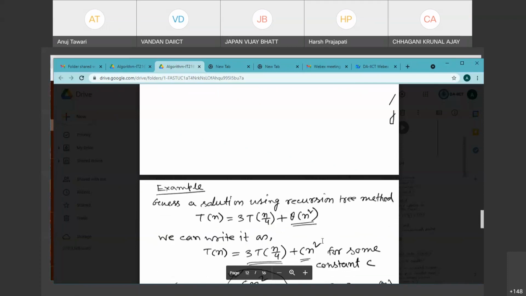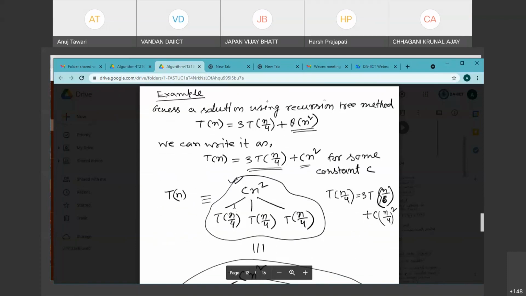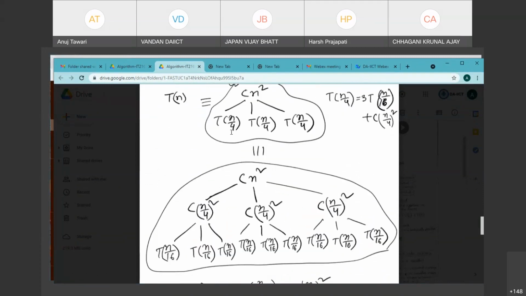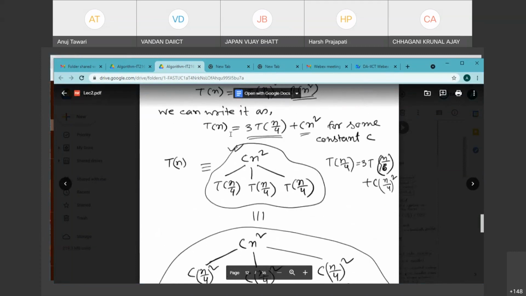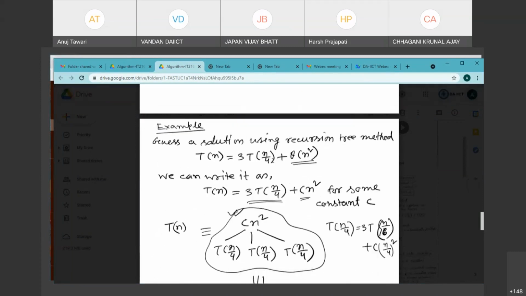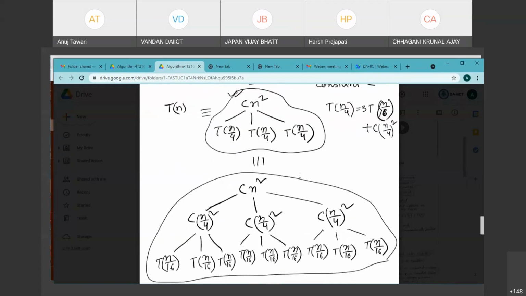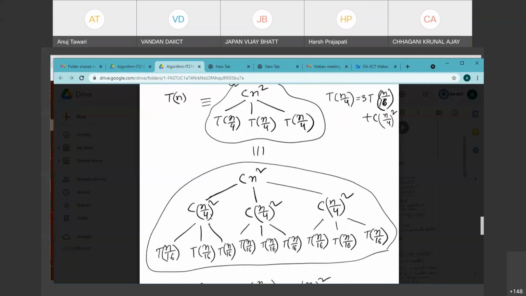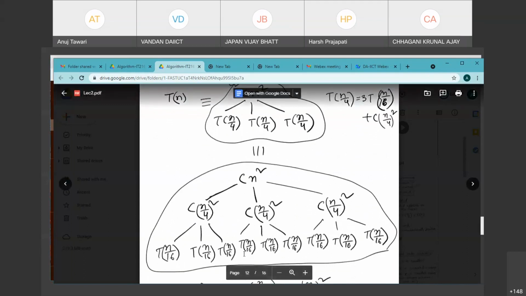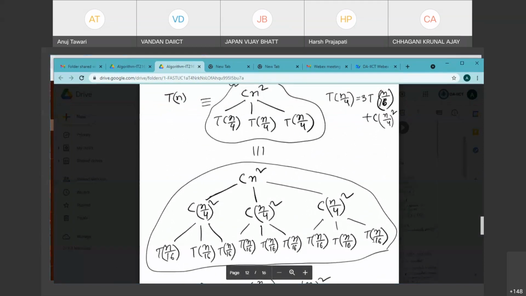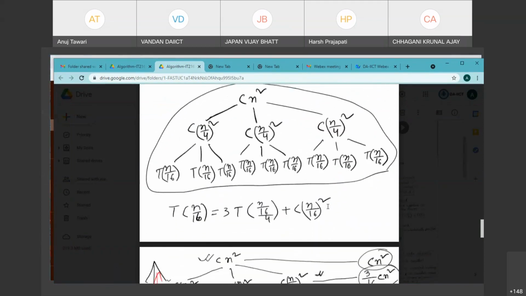So how will you draw the tree here? T(n) breaks into T(n/4), T(n/4), T(n/4), and there is a Cn square over. Then again this T(n/4), you substitute in this equation. What you'll get is 3T(n/16) plus theta (n/4) whole square. So we have this C(n/4) whole square, three times. And there are three terms of T(n/16). So this is how the overall tree looks like.